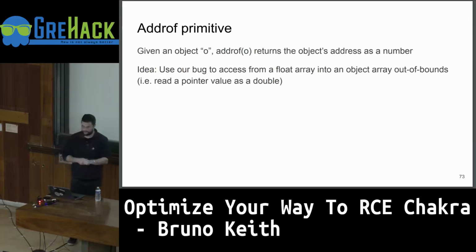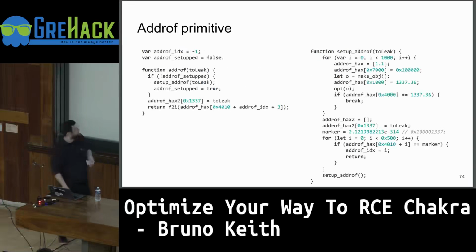So the addrof primitive, let's formalize a bit. Given an object O, addrof(O) should return the object's address as a number. The idea that we're going to use here is our bug, which allows us to access out of bounds from an array. So we're going to be accessing out of bounds from a float array, reading memory, and trying to read an object in a controlled way so we are able to reliably get its address. So what we're going to do is read the pointer value as a double. And here I have the code for that. Hope you can see in the back, but I'll walk you through it.